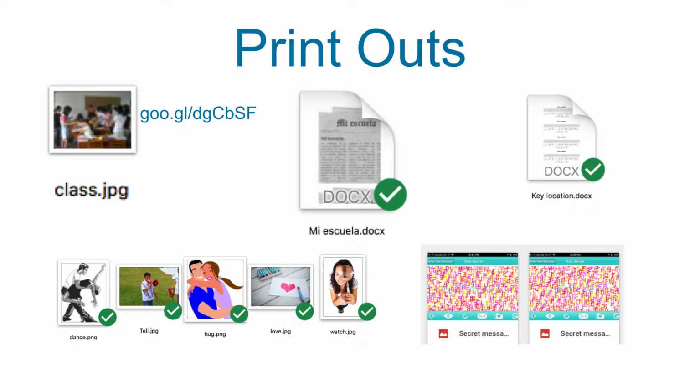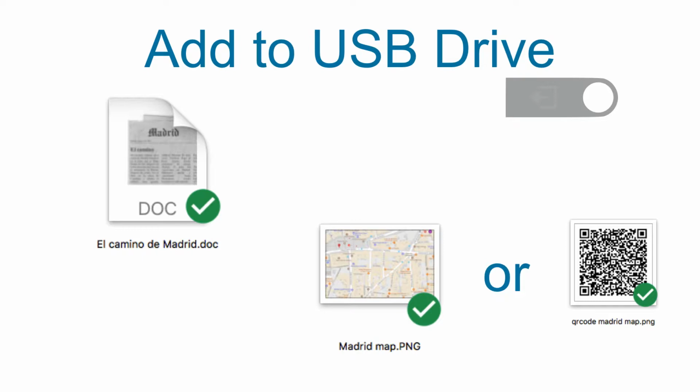You will print out the document called Mi Escuela and the document called Key Location. There are 4 copies of key location cryptogram on each document, so you can just print and cut them out. And you will also print out pictures, which are called Dance, Tell, Hug, Love, and Watch. They do not need to be in color. And you will also print 2 parts of Secret Message. These have to be in color, and you can put them in different parts of the room to make it more challenging for students.